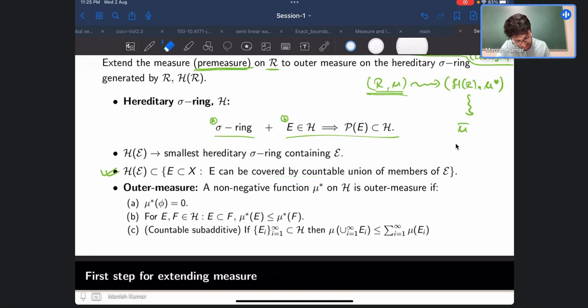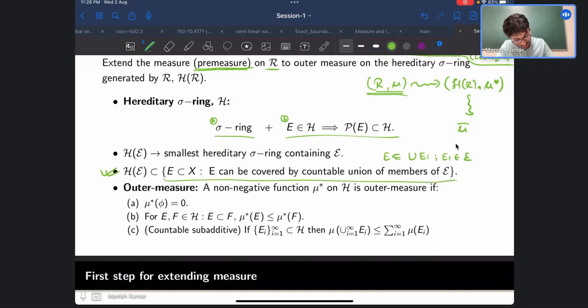So what it means: you consider this set, the collection of subsets of X such that E can be covered by a finite union of members of epsilon. Any E belonging to this set means E is a subset of the union of E_i, where E_i belong to this epsilon. So such a thing has been kept here on the right hand side.